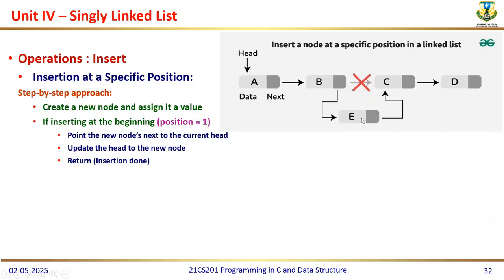So the idea is that E is to be in the second position. The message is very important: E is the second position. B is the first position. After the first position, E is the second position, then C is the third position and D the fourth position. Like this, I want to insert at a specific position. So for this purpose, I want to understand which position.